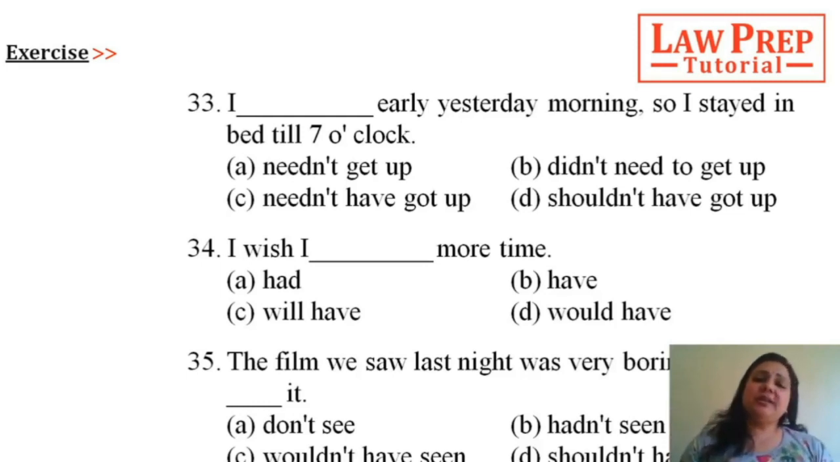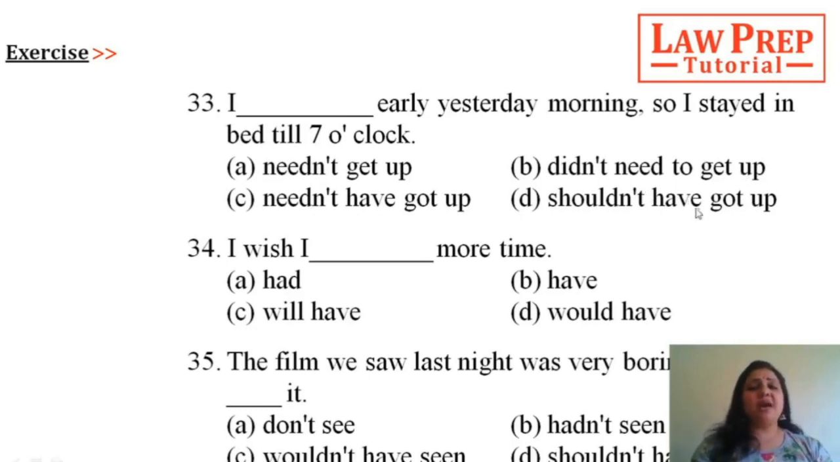I got up early yesterday morning, so I stayed in bed till 7 o'clock. Now, I don't have a present past in this, but it makes it clear it was not required that you get up early, so you're staying in bed. I needn't get up, I needn't have got up, I didn't need to get up, I shouldn't have got up.